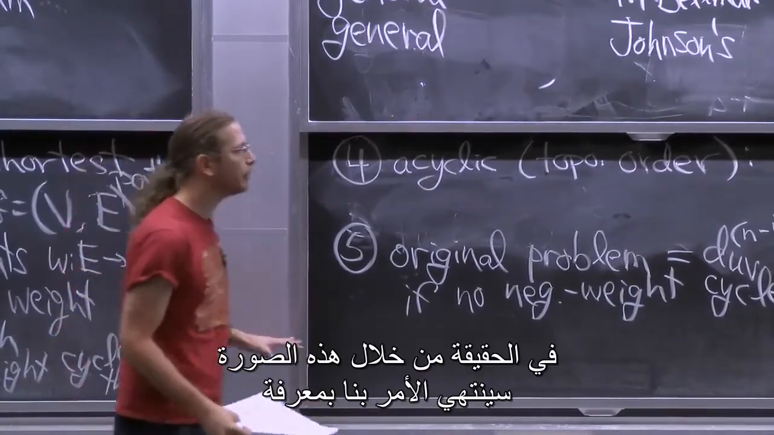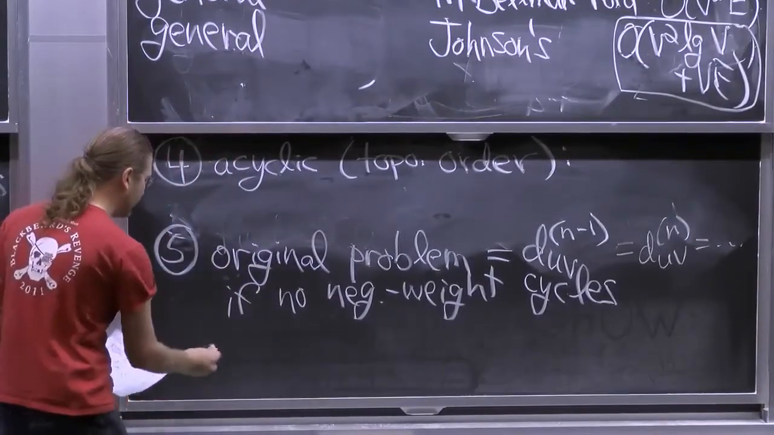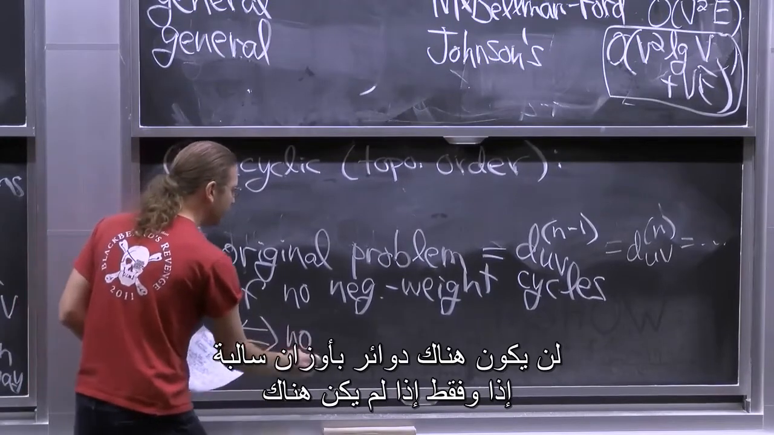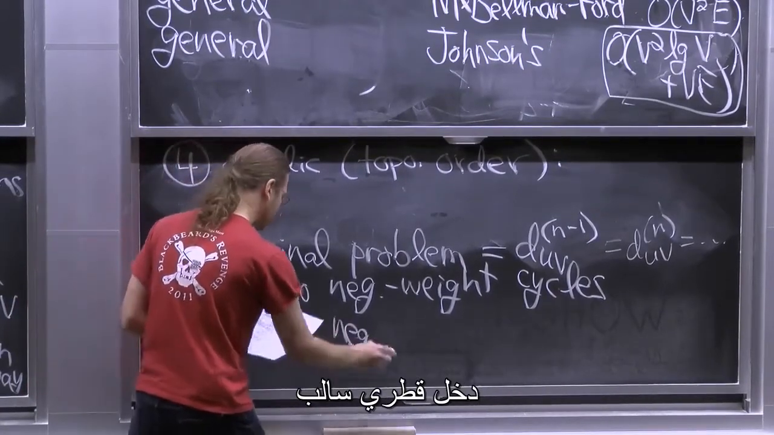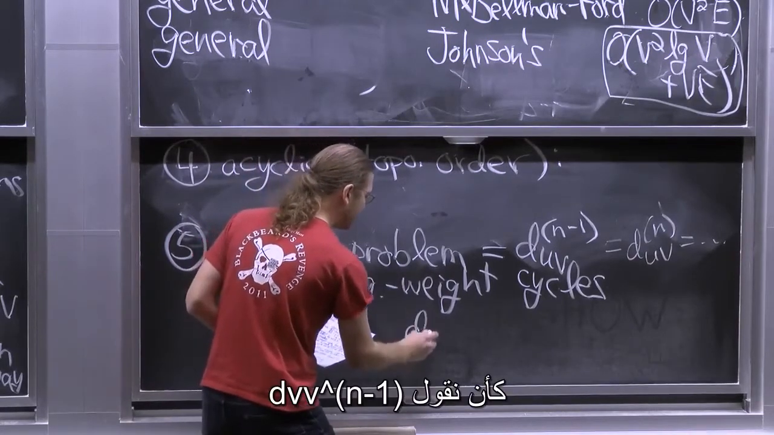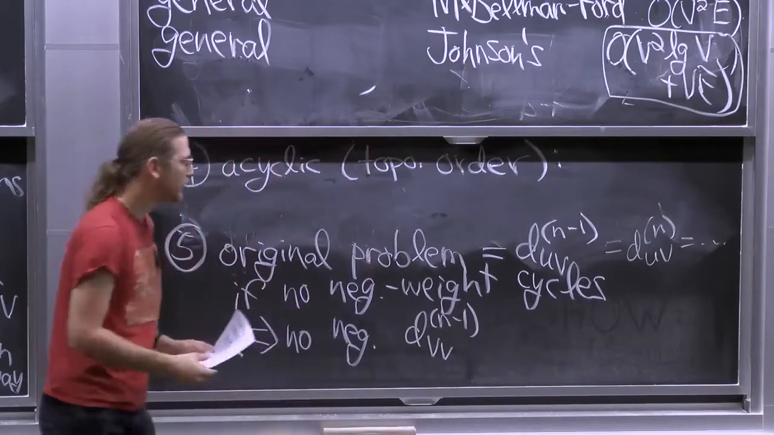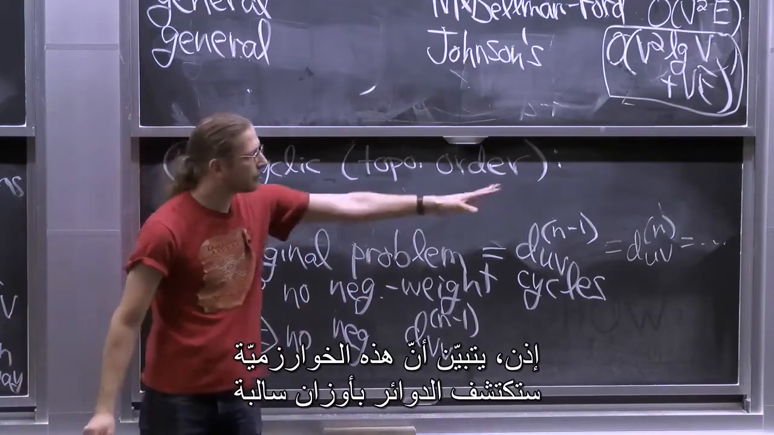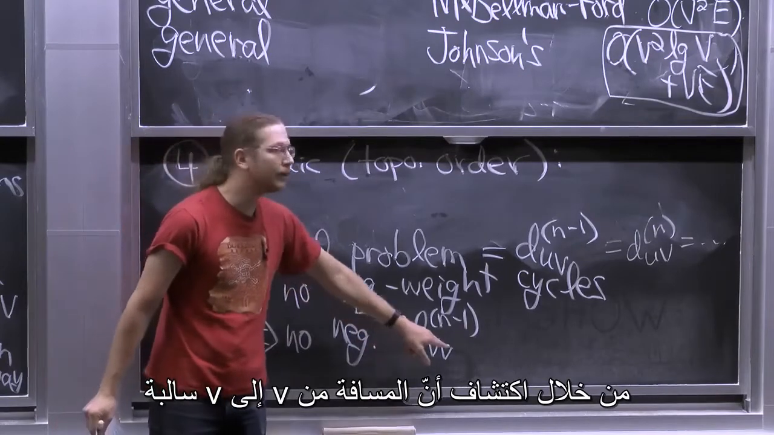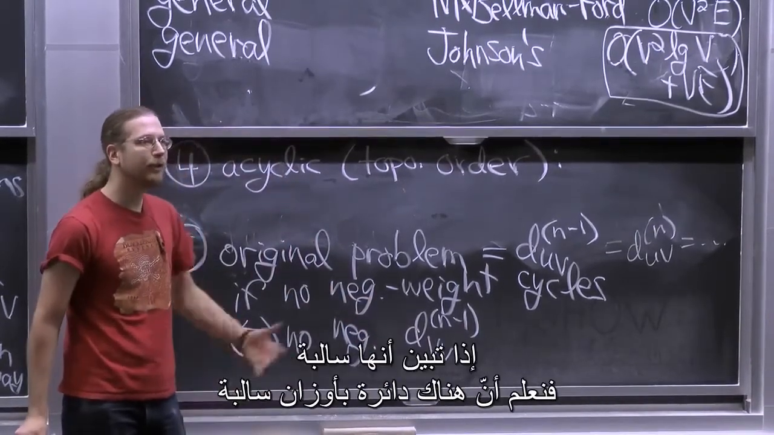In fact, from this picture, we will end up knowing whether there are negative weight cycles. So there will be no negative weight cycles if and only if there's no negative diagonal entry, say d_vv of n minus 1. It turns out this algorithm will detect a negative weight cycle by finding that the distance from v to v is negative. Initially, it's going to be 0. If it turns out to be negative, we know there's a negative weight cycle.